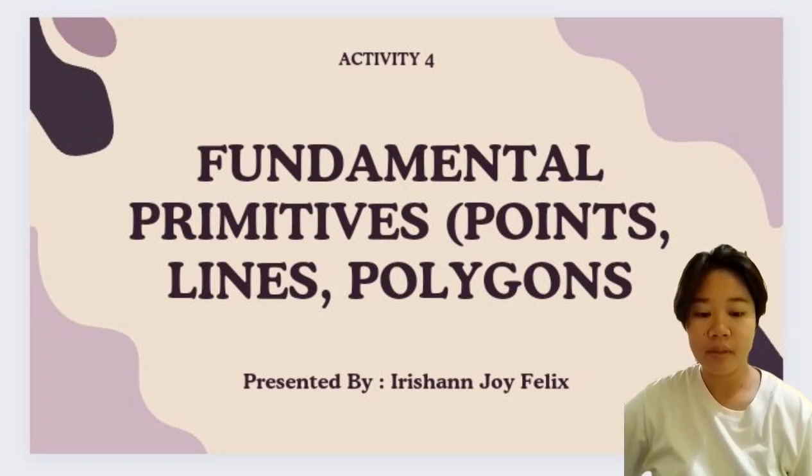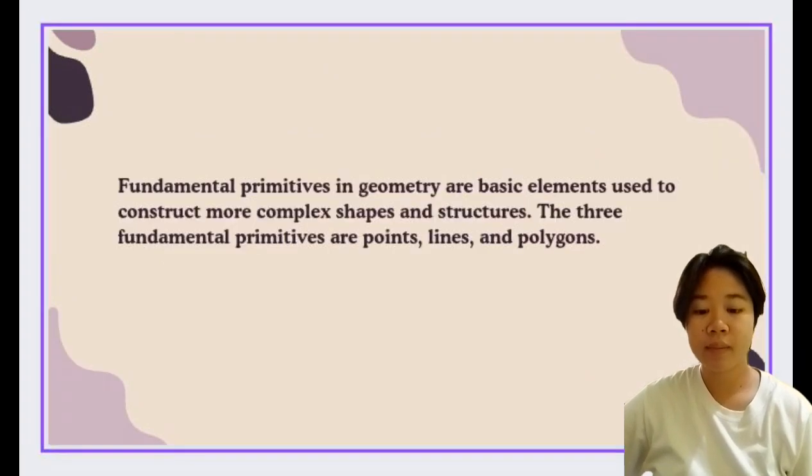Fundamental primitives: points, lines, and polygons. Fundamental primitives in geometry are basic elements used to construct more complex shapes and structures. The three fundamental primitives are points, lines, and polygons.